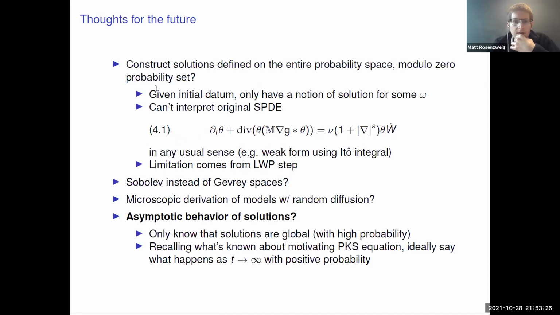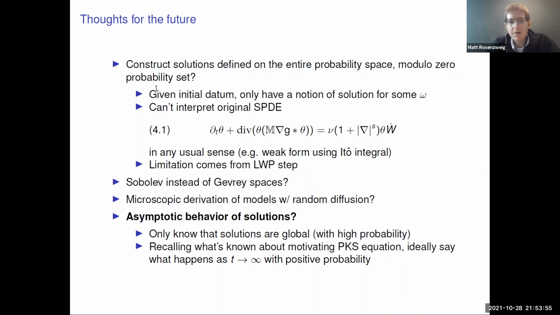So with that, in the last couple of minutes, I just want to leave you some thoughts for future research questions. The first is, can you actually construct solutions that are defined in the entire probability space modulo some zero probability set? I don't necessarily mean that the solutions are global on the full space. I wouldn't expect that, but that I at least have a notion of a solution that's defined for all omega, as opposed to just some omega.